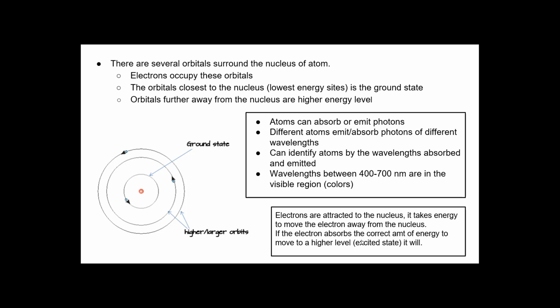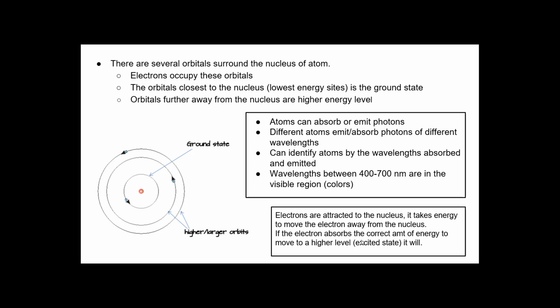There are several orbitals. Some books call them orbitals, some call them levels. Just know that those are different terms for the same thing. There are several orbitals, or levels, around the nucleus. Electrons occupy these orbitals. The orbitals closest to the nucleus are the ground state. As they go further away, they are higher in energy. Atoms can absorb or emit photons. Different atoms emit or absorb photons of different wavelengths. You can identify atoms by the wavelengths absorbed and emitted. Wavelengths between 400 and 700 nanometers are visible, and we can see those.